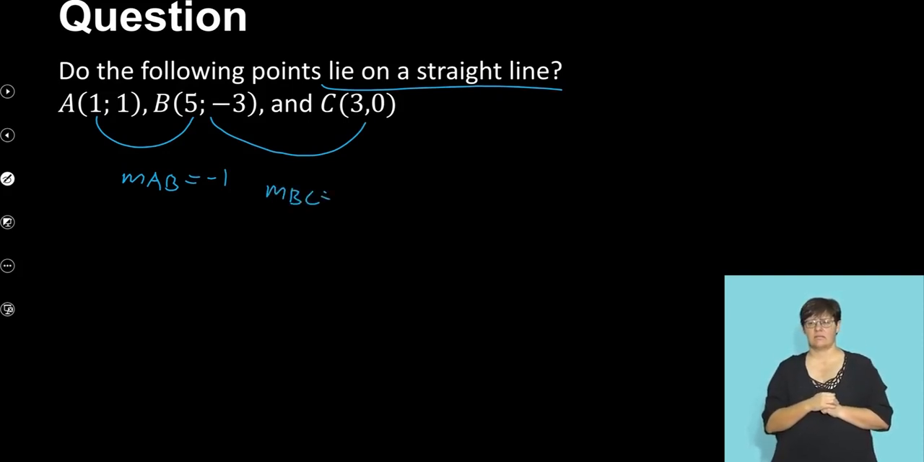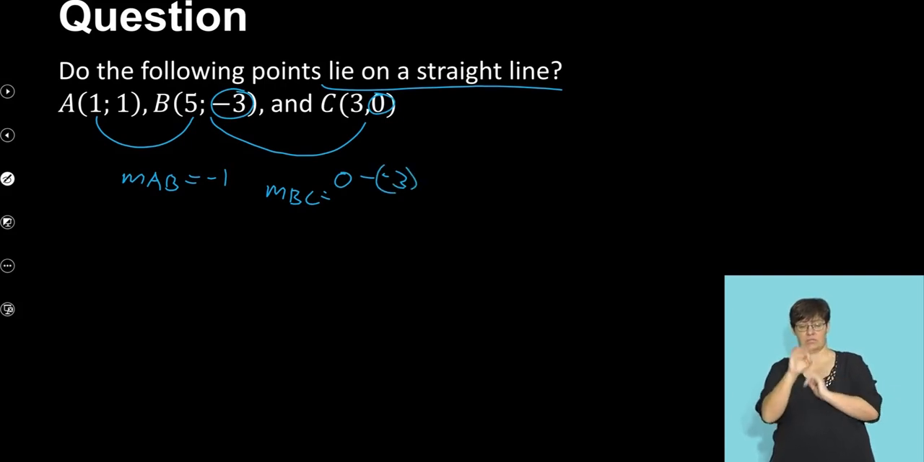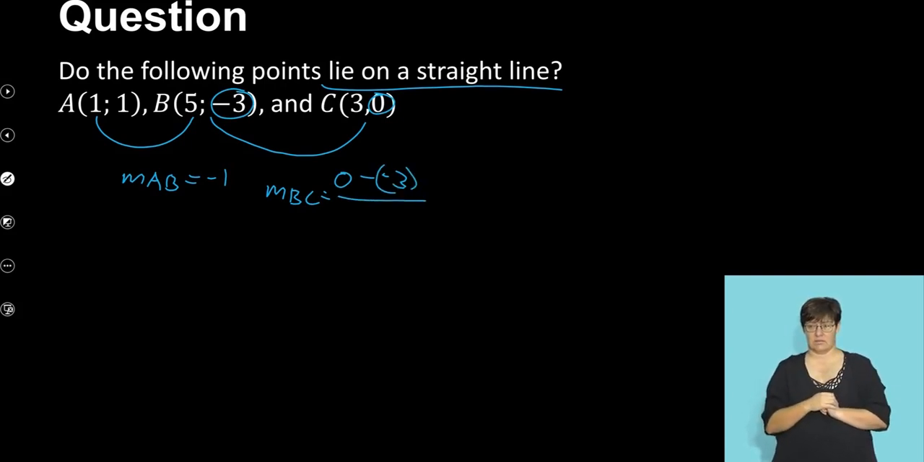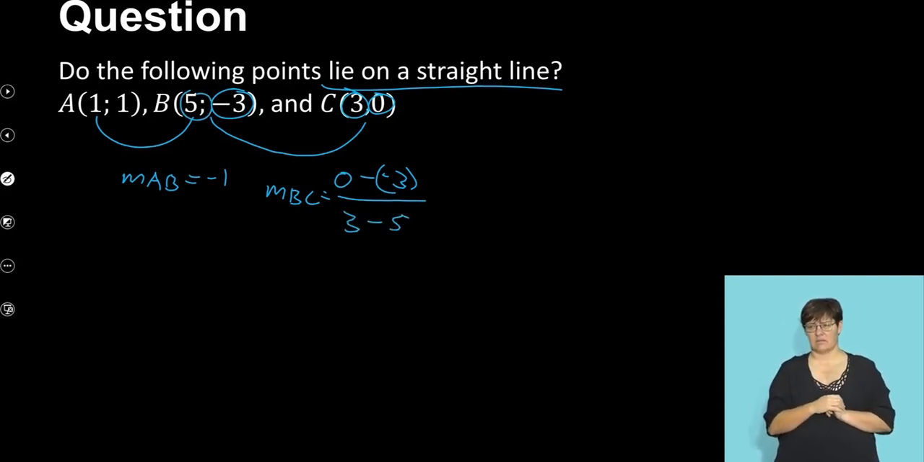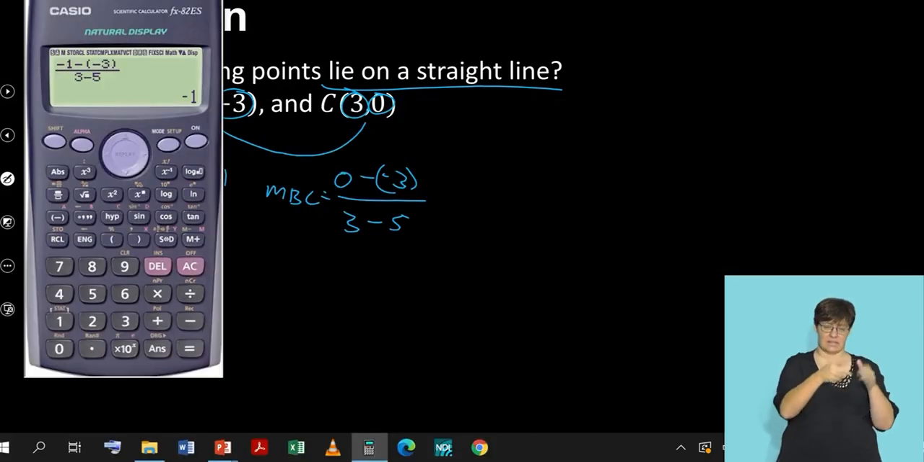And what did we say? It was going to be the y value minus the y value, so it's going to be 0 minus 3 in brackets to make sure that I subtract the negative. And then I'm going to go the x value minus the x value, 3 minus 5. Let's go back to our calculator, put it in.